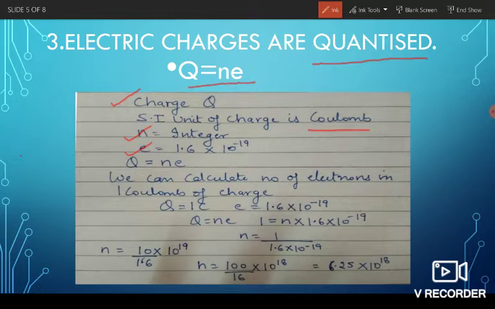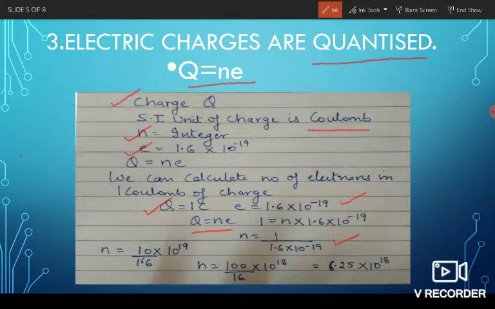We can now calculate the number of electrons present in 1 coulomb of charge. Here Q is equal to 1 coulomb. The charge on an electron is 1.6 into 10 to the power minus 19. We put these values in the formula Q is equal to Ne. So we can calculate the number of electrons, which is 1 upon 1.6 into 10 to the power minus 19.